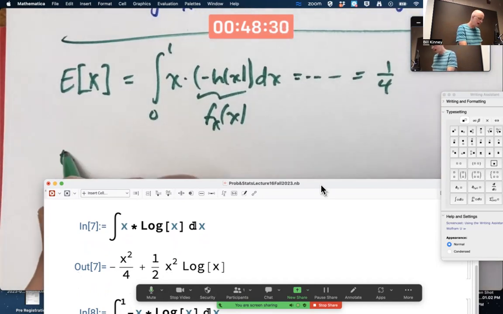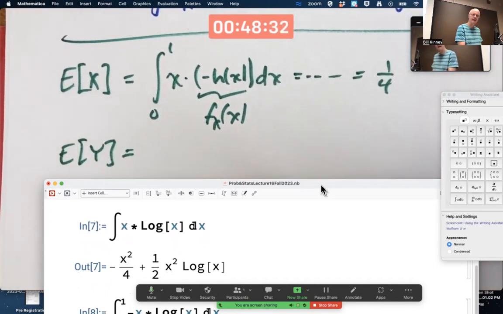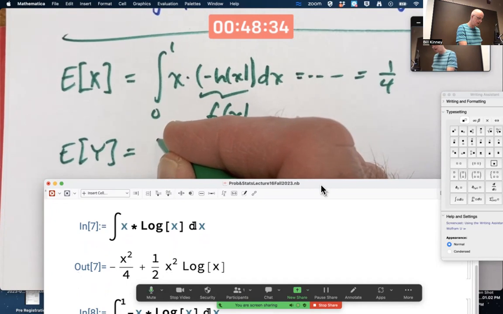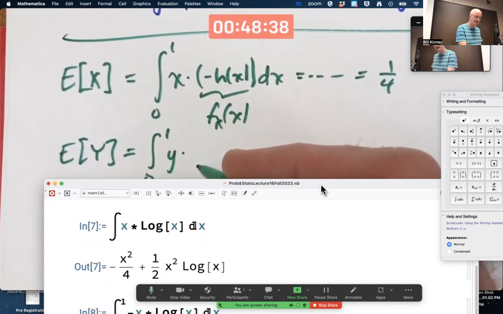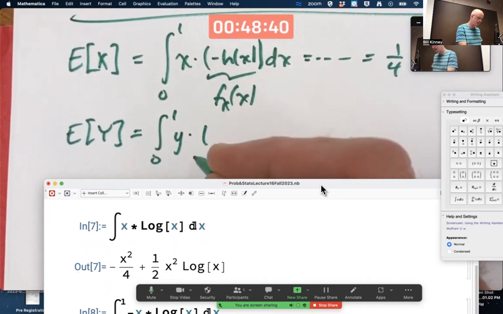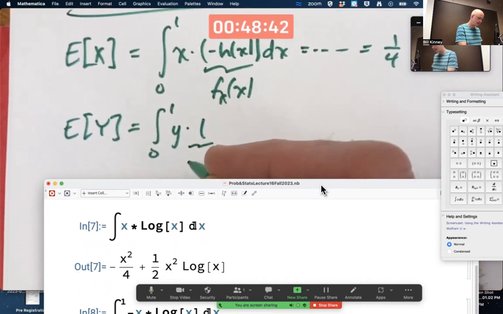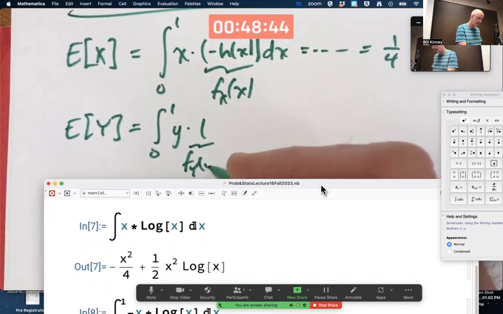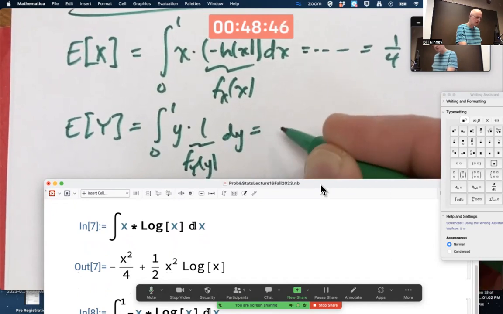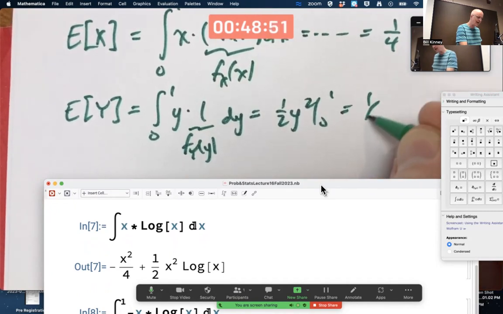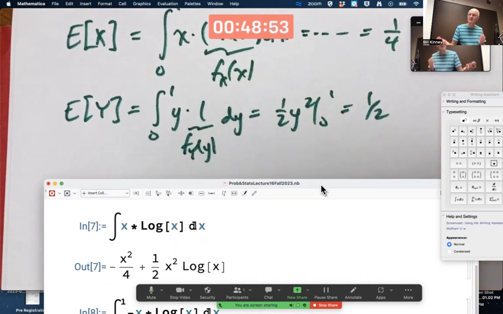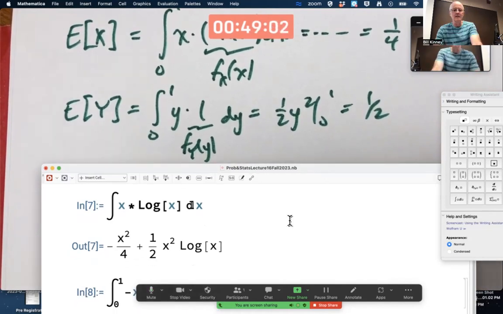Mean of y, integral of the PDF of y times y. PDF of y was 1. Hey, that's easy to do. 1/2 y squared going from 0 to 1. 1/2, oh, it makes sense. Y is uniform on 0 to 1, so the mean is halfway between 0 and 1.